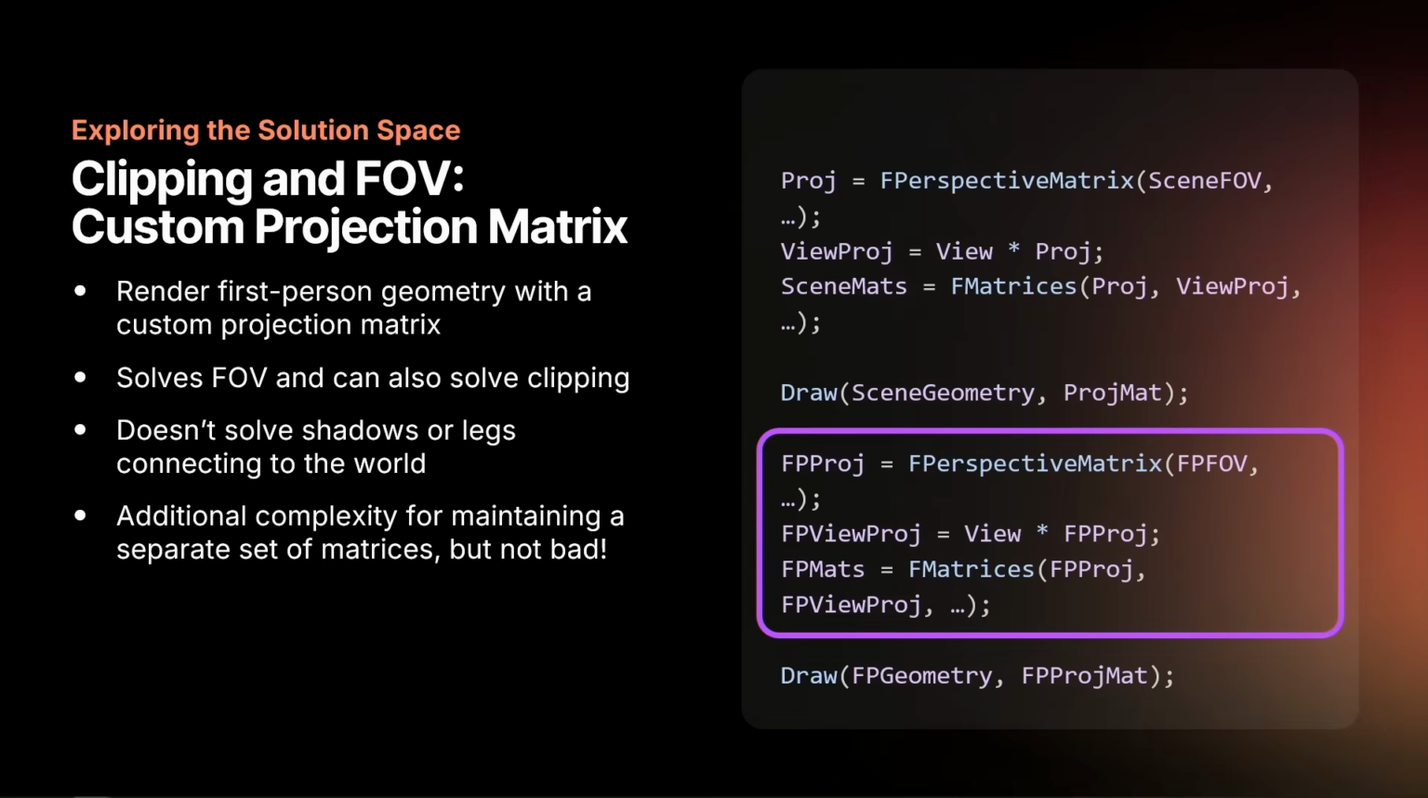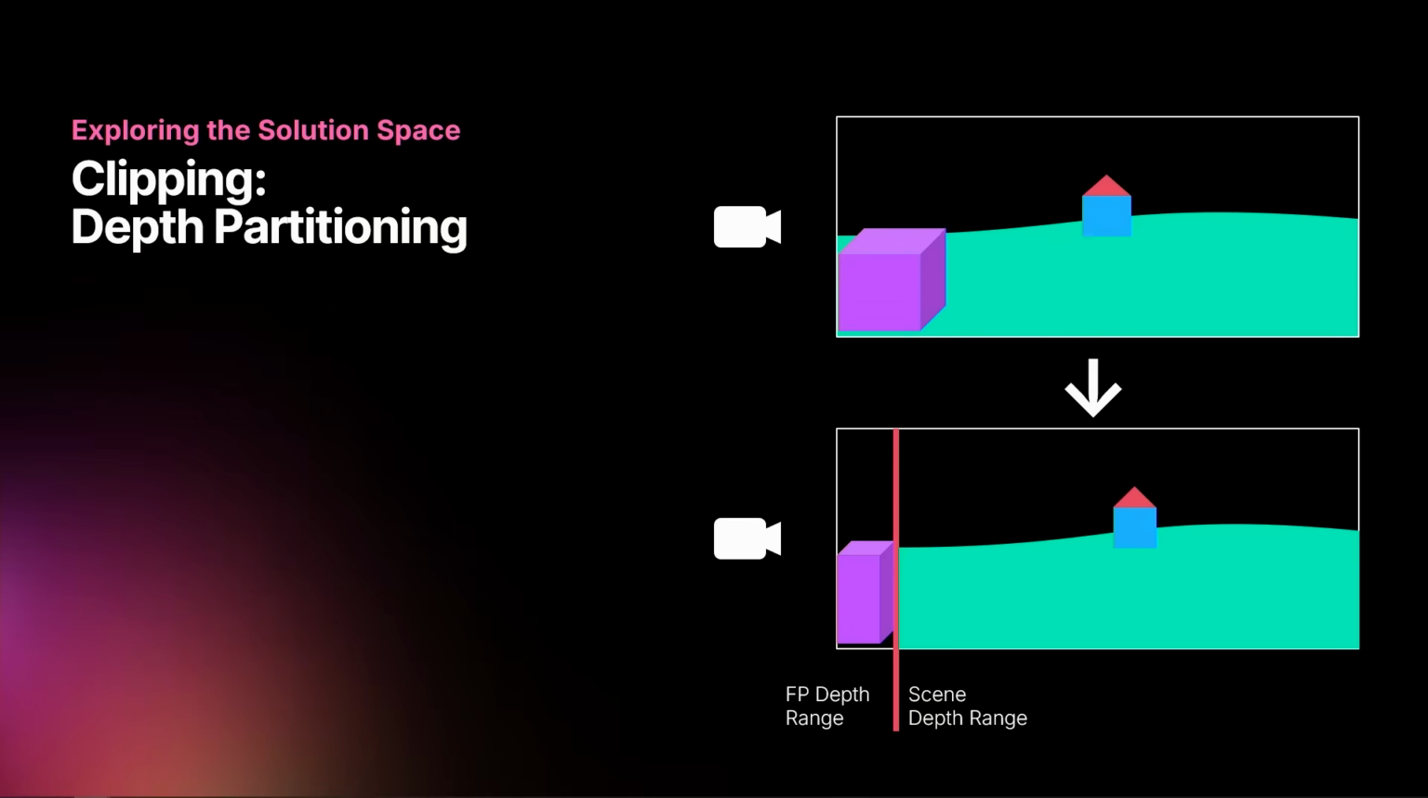Okay, so depth partitioning. This is the depth buffer trickery that I mentioned before. So this is very closely related to the custom projection matrix.